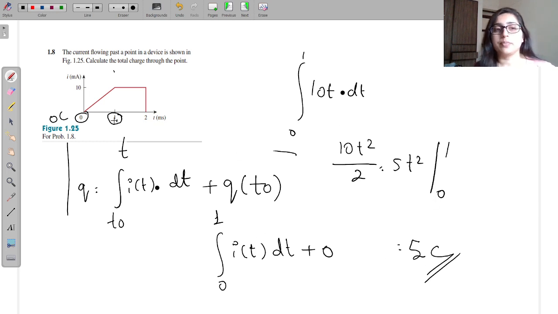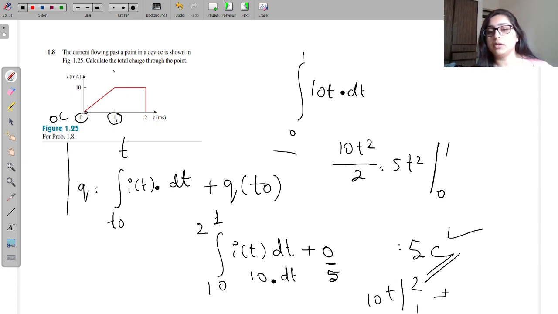So next, from 1 to 2, at t is equal to 1, charge is 5 coulomb, right? So now what I will do, instead of this, now I will take 1 to 2, and here I am going to take 5. So what is this? It is the integral of 10 dt. So 10t from 2 to 1, plus 5. So here I can write 10 plus 5, it is 15 coulomb. So the total charge is 15 coulomb.